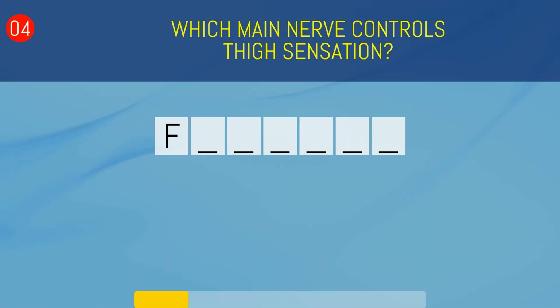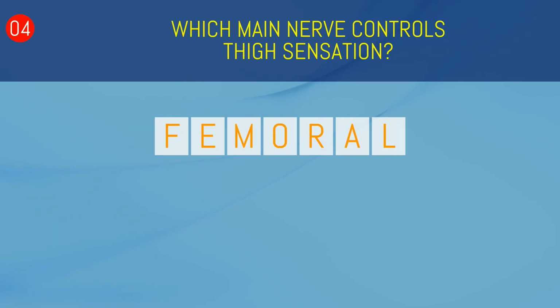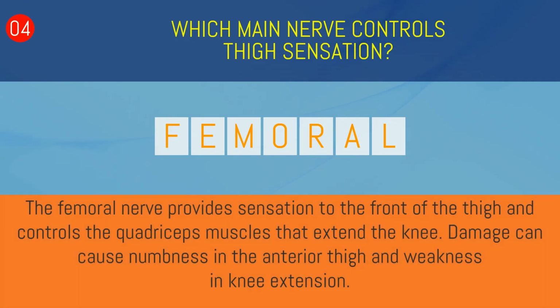Which main nerve controls thigh sensation? Femoral. The femoral nerve provides sensation to the front of the thigh and controls the quadriceps muscles that extend the knee. Damage can cause numbness in the anterior thigh and weakness in knee extension.